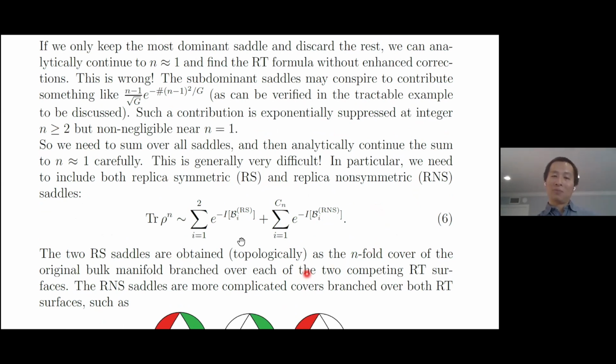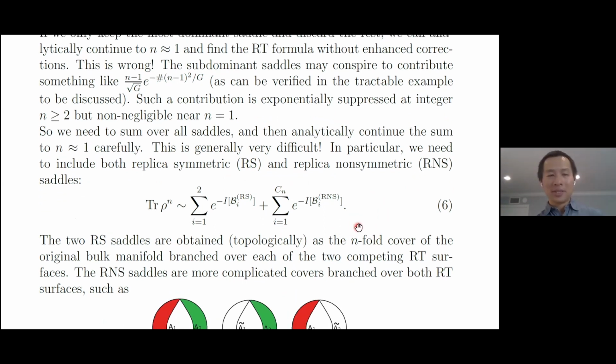Just to be very explicit, we can write it as a sum of 2 replica symmetric saddle points, labeled by RS, and a number of replica non-symmetric saddles, RNS. In particular, the replica symmetric saddles are easier to understand. They can be thought of as the n-fold cover of the original bulk manifold branched over either the first RT surface or the second RT surface.